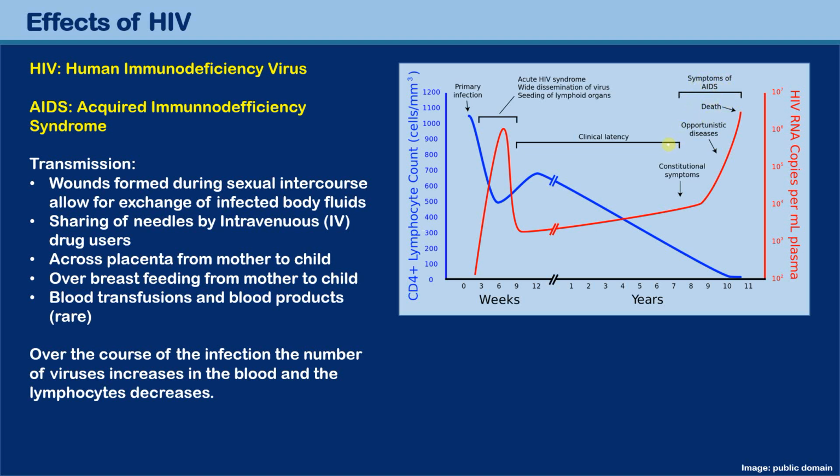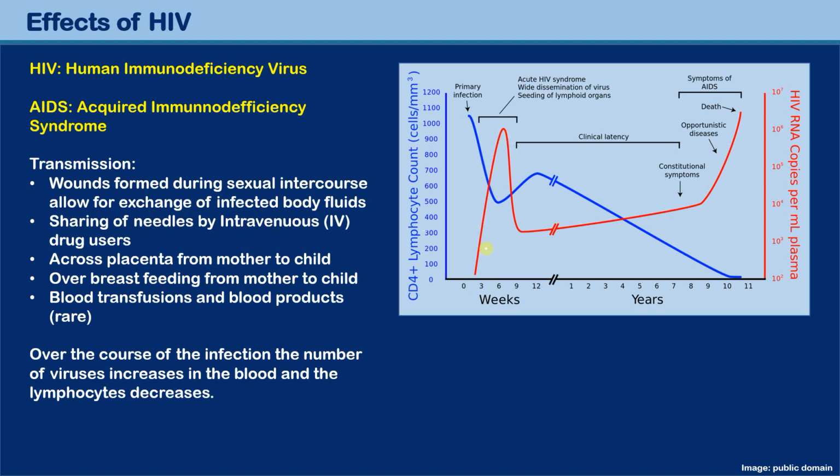And before that, over the largest time span over here, it's called clinical latency. The people are infected, but essentially they might not know about that because they feel fine. And that's one of the problems why HIV is passed on so rapidly, is because the people do not know that they actually carry the virus. And therefore, they can more easily pass it on. So that's basically what happens to the viruses.